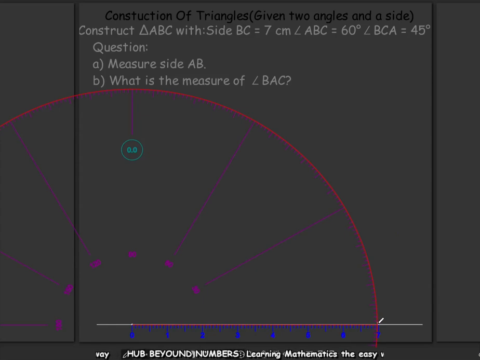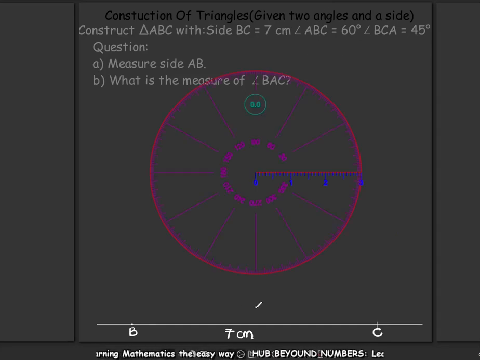That arc will demarcate my C. You can also use a ruler to directly point that out, but using the compass is more nice. So I have my B over here. Let me write that my B is here, and then my C is over here, and that's 7 centimeters. And it says at B, let's construct 60 degrees. How do we construct 60 degrees?